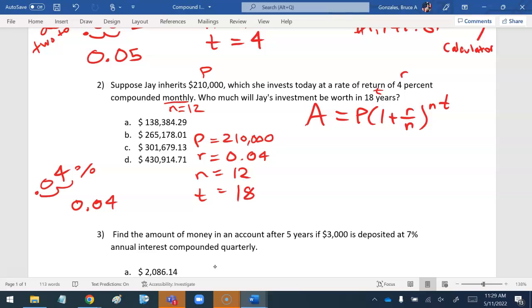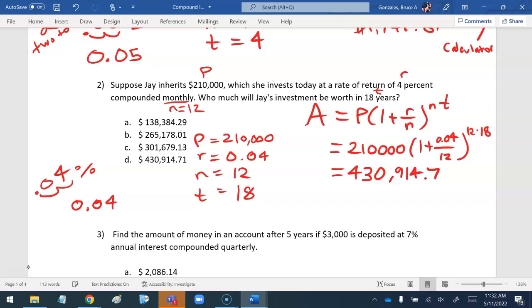So all I have to do is plug that into the formula. Let's rewrite it. 210,000, 1 plus 0.04 over 12, to the power of 12 times 18. When you plug it in and type all that in, you end up getting $430,914.71, and again, that's in dollars. So you get letter D. Again, plug that into the calculator. It'll help you out.